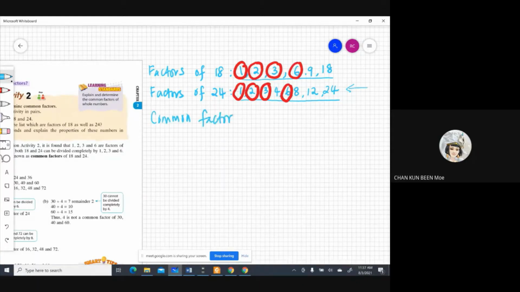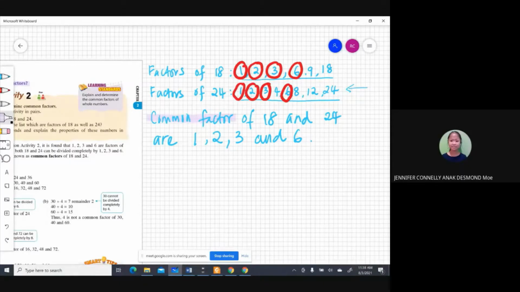So these numbers are called the common factors. Common factors means the same. Faktor sepunya in Bahasa Melayu. Common factors of 18 and 24 are 1, 2, 3, and 6. Okay, if it's the last number, you use the word "and". Are you okay with the common factors, class? Yes. You look for the same number, the same factor.